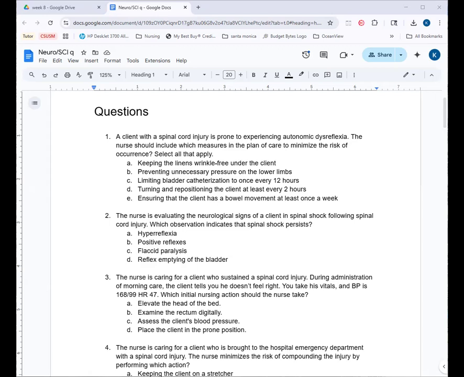Number two, the nurse is evaluating the neuro signs of a client in spinal shock following spinal cord injury. Which observation indicates that spinal shock persists?